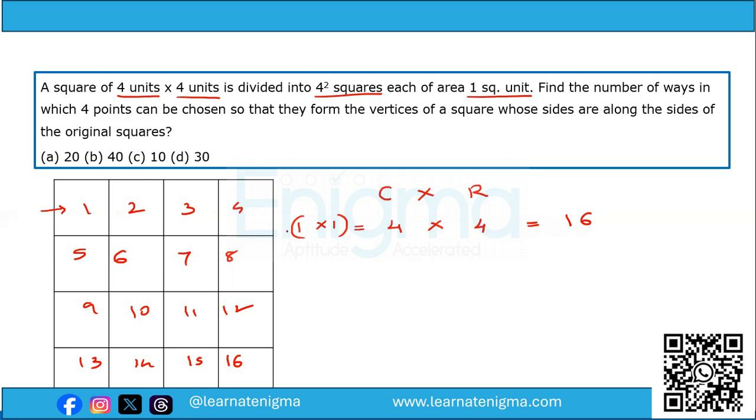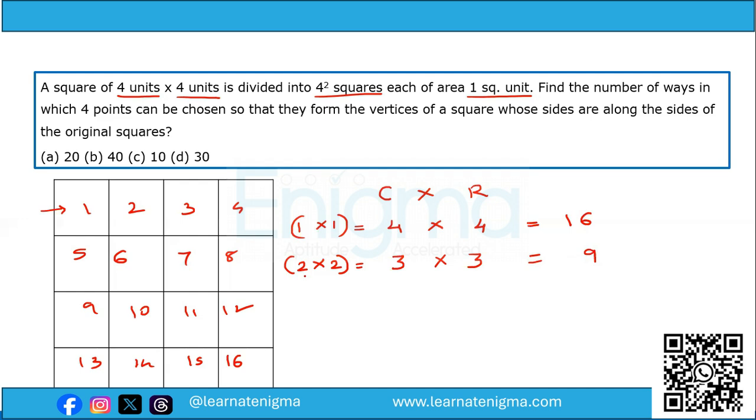Now, as we increase the dimension, if we want to count the squares with dimension 2 by 2, what we have to do is subtract 1 from each of the column and row. So 4 minus 1, we get 3, and 4 minus 1, again we get 3. So this becomes 3 3s are 9.